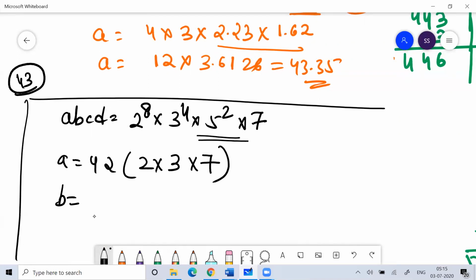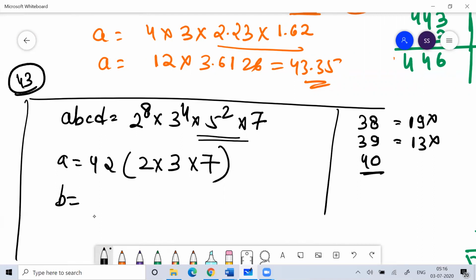I can make 45. 44 I can't make. For making values close to 43, what all is there? Like 38 is there. For 38 you need 19, that is not possible. 39 you need 13, that is not possible. 40 you can make. What is 40? 2 cubed into 5. So that you can do.